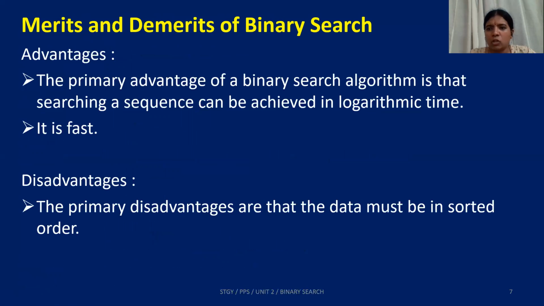The biggest advantage of binary search is its time. Binary search is quicker than any other search, and it also takes fewer comparisons. These two are the advantages of binary search, whereas its standard disadvantage is that it expects a sorted list. So you have to have a sorted list for binary search to work on.